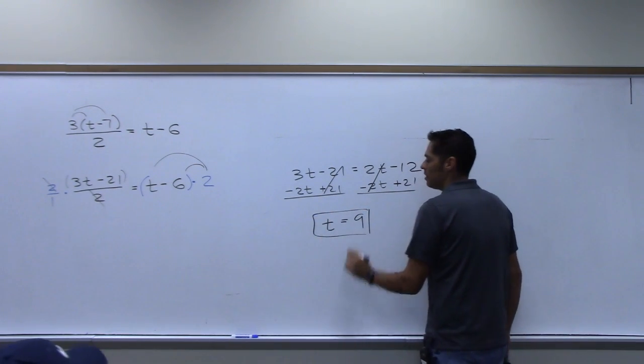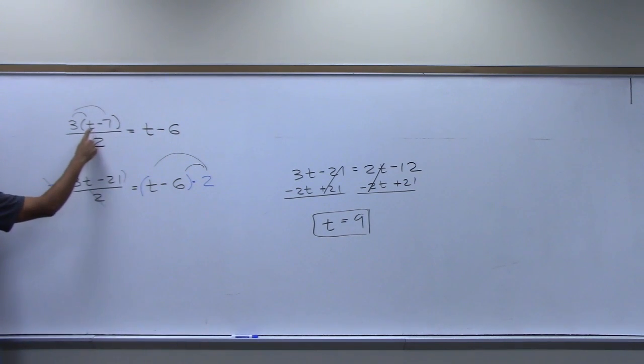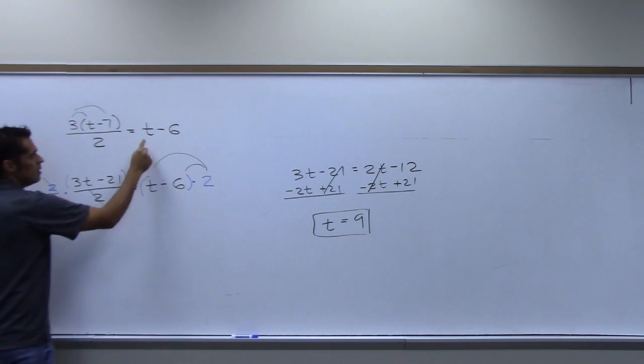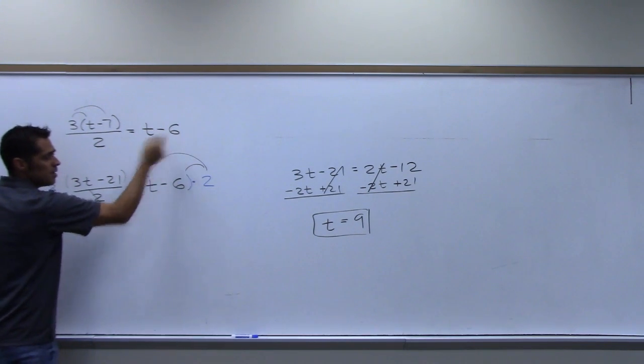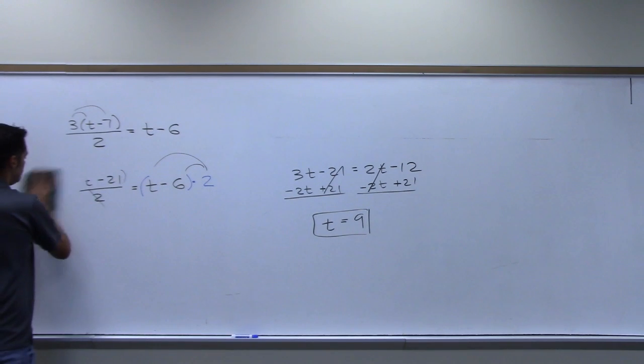This one looks easy enough to check. Because if I plug 9 in right here, it looks pretty easy. 9 minus 7. 2. 2 times 3? 6. 6 over 2. 3. So the left side's 3. 9 minus 6? 3. So it's true. Right? Works.